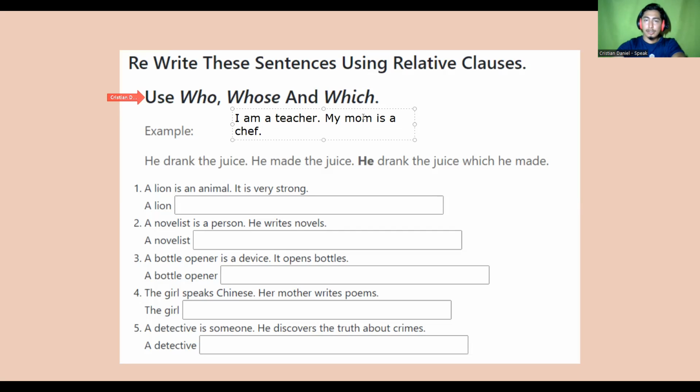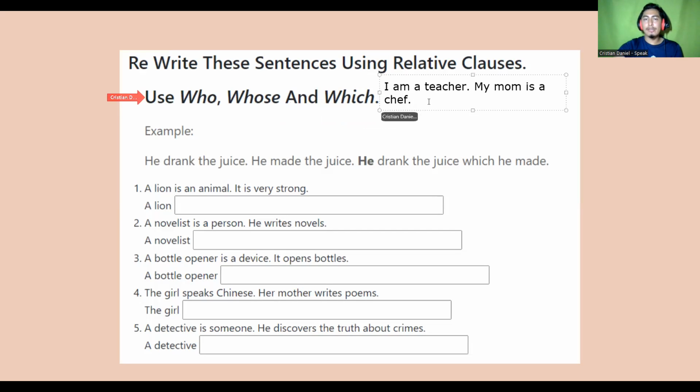Okay, so look at this. Let me move the sentence a little bit. I will give you my example using whose. You know that my mom and me, we are not possessions. We are people, but we have a relationship. In this case, I am a son. She is my mother. I am her son. She is my mother. So we have a relationship, a family relationship.